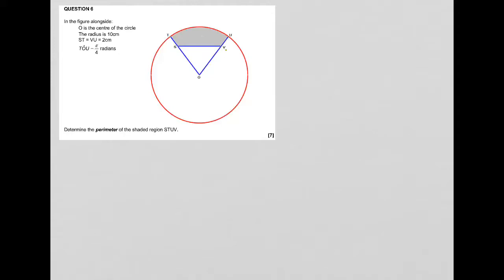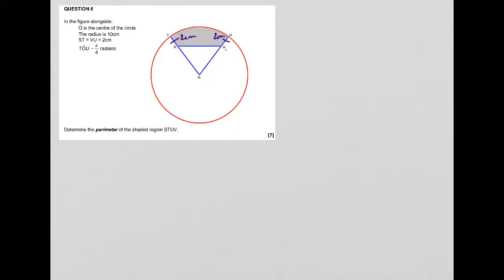Right, question 6. In the figure alongside, O is the center of the circle, the radius is 10 centimeters, ST and VU are equal at 2 centimeters, so I would put that on the diagram. So these two both equal 2 centimeters. Okay, so that's centimeters.